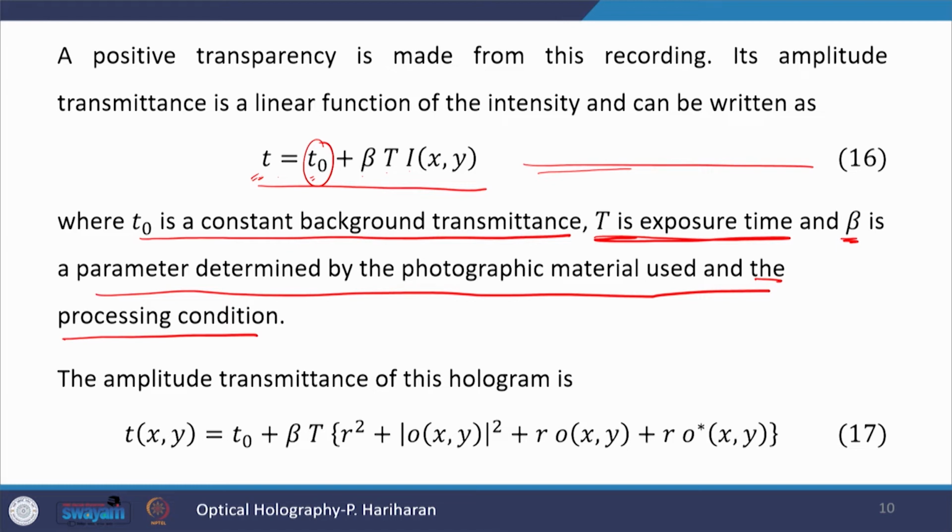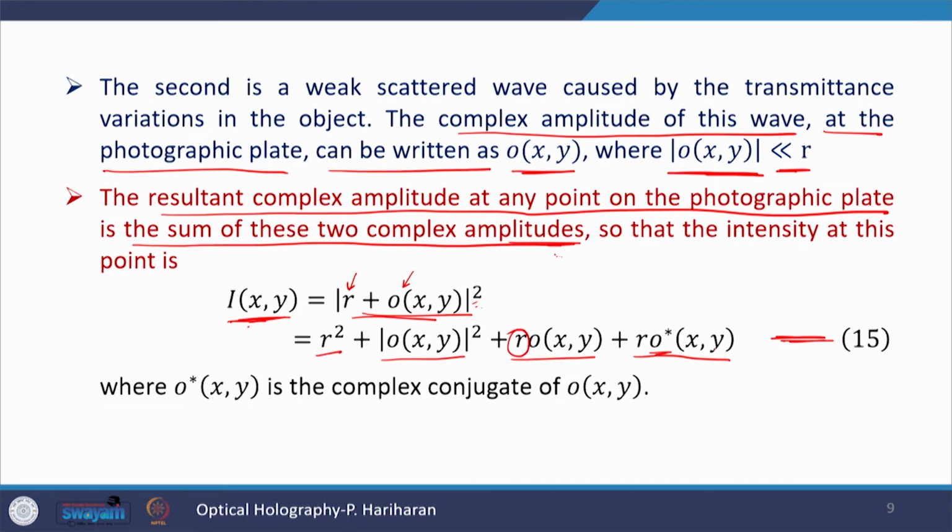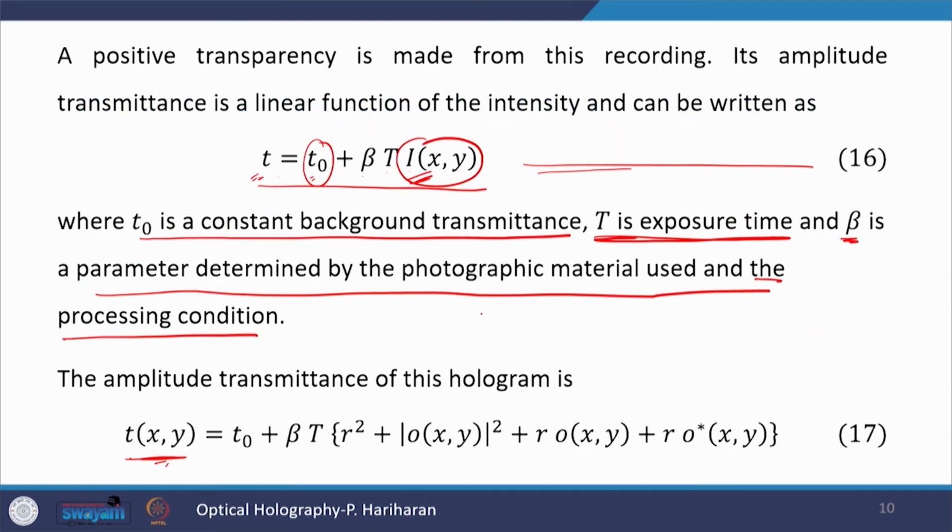The amplitude transmittance of this hologram is therefore given by this expression, where we have just replaced I, which is the intensity recorded at the photographic plate, by equation number 15. We substituted the expression of 15 there. After substitution we get this big expression. This is the amplitude transmittance of the hologram. Now, you see here T naught is the background term, and then we have the second term, third term and fourth term, and this term is the O square term, and O is already very small, therefore O square would be very small, which can easily be neglected.